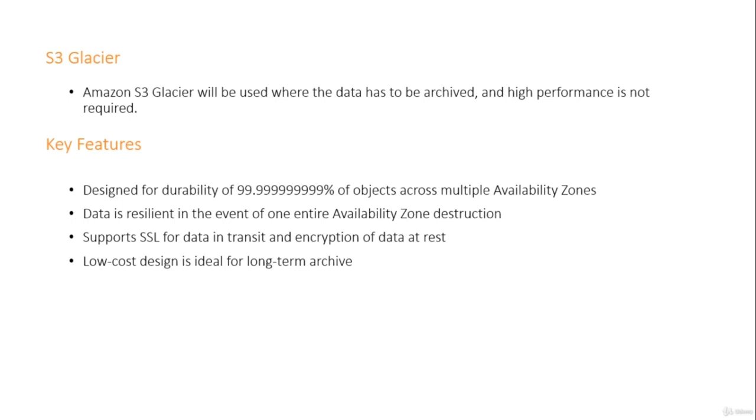And finally, bulk. This option is used to retrieve petabytes of data at a time. However, this typically takes between 5 to 12 hours to complete. This is the cheapest of the retrieval options, so it really depends on how much data and how quickly you need it. So, the retrieval speed and cost are determined by your retrieval option.